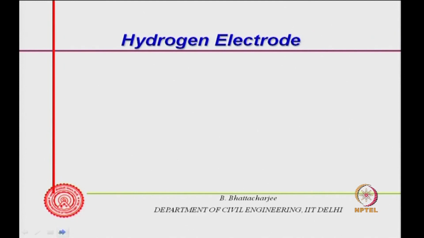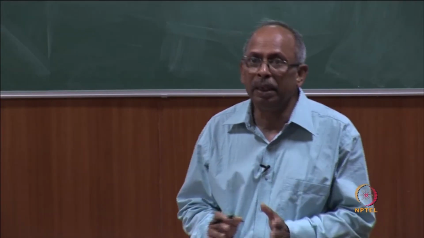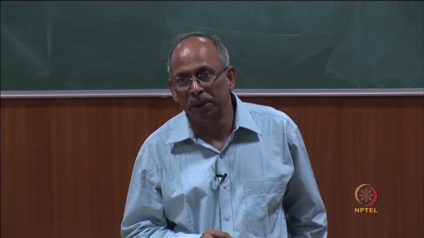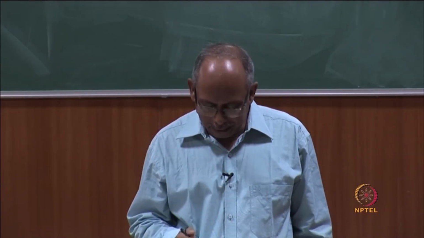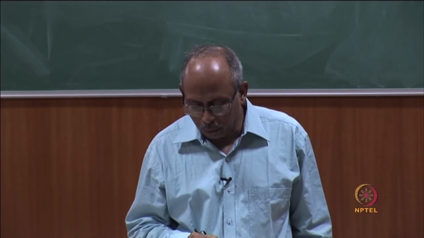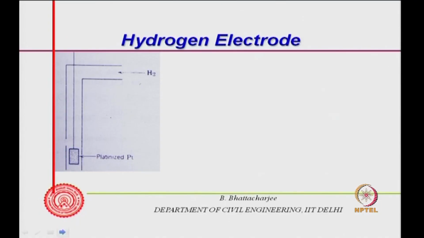Now, how do I measure that? I cannot directly measure this, I can only indirectly measure it. I cannot directly measure this potential between the electrolyte and the metal. It is impossible to measure this. At the interface, potential difference is difficult to measure. So, what we do? We measure it indirectly, using some external electrode, some reference electrode.